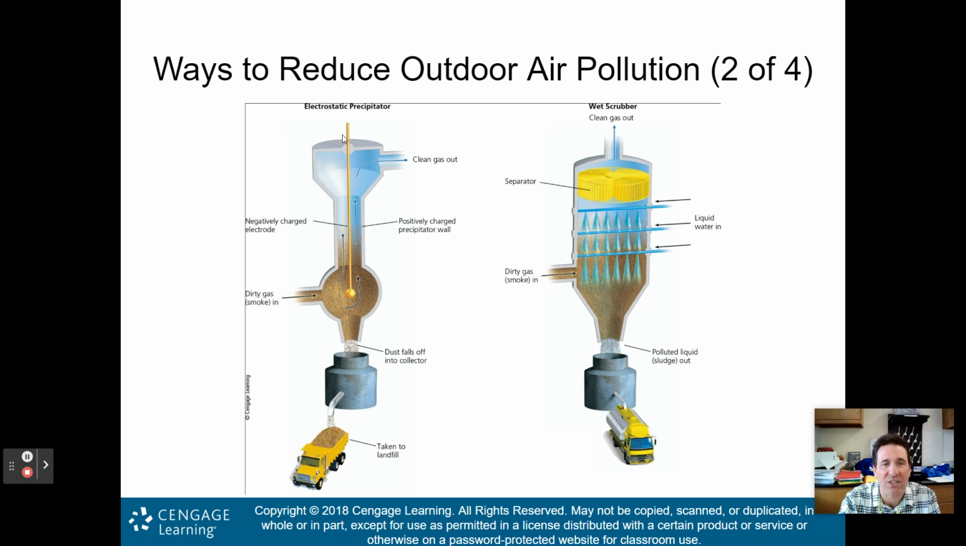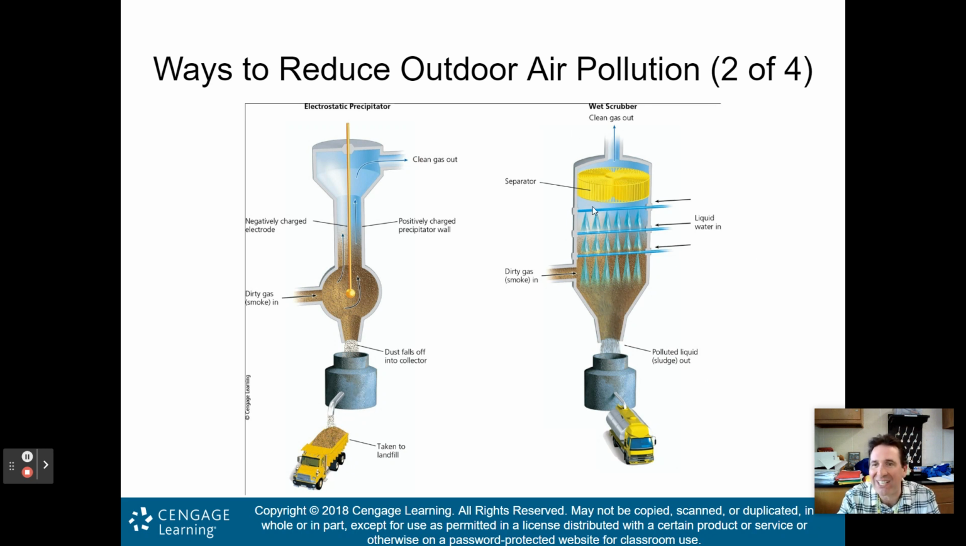Basically, what happens is as the dirty smoke goes up, you have these negatively charged electrons on one side, positively charged on the other side, and that basically takes the dust or the soot or those particulate matter in the smoke. Basically, it doesn't allow it to get out. That positively, negatively charged keeps those smoke particles in the precipitator, and then it basically settles down into the ground where it can be collected and then sent to a landfill.